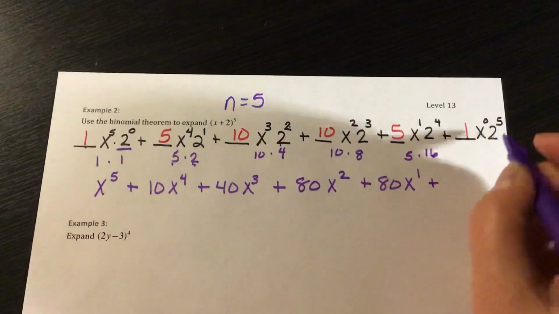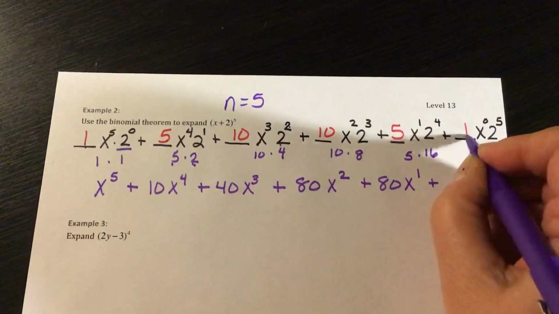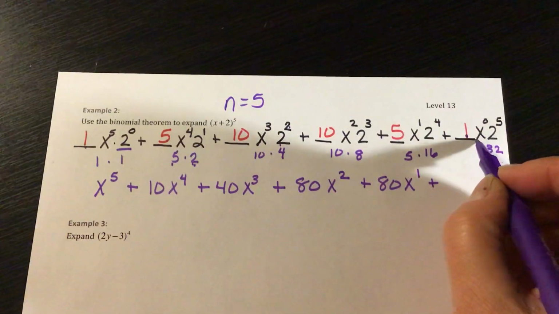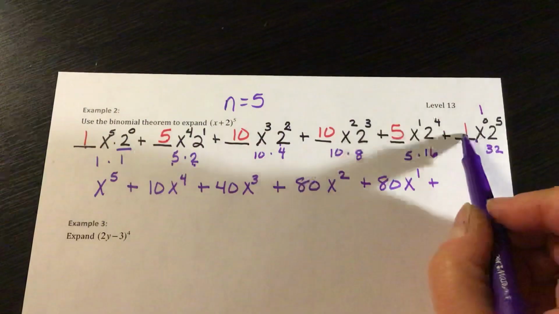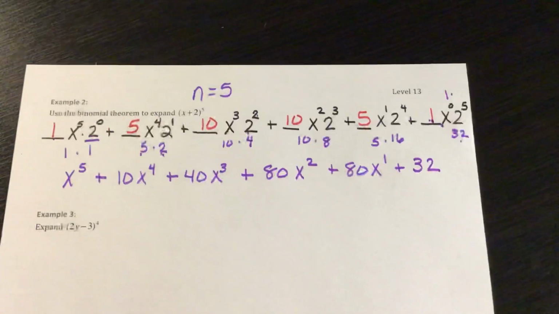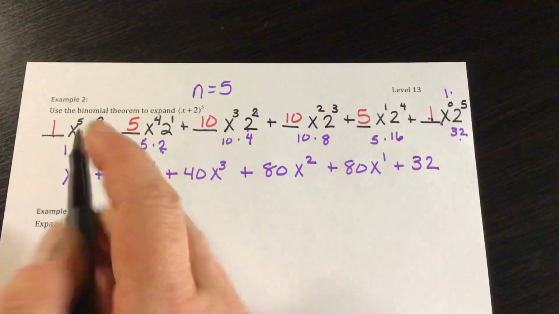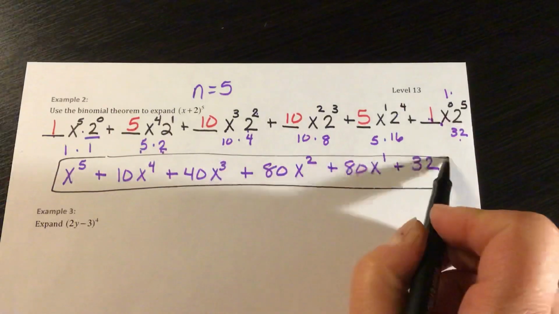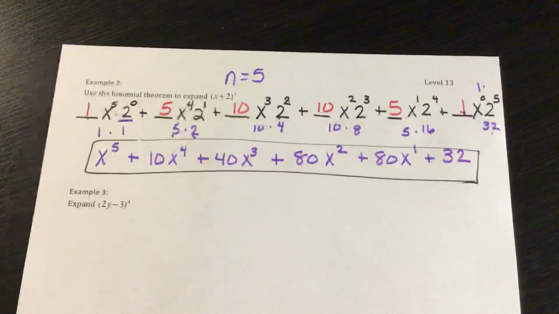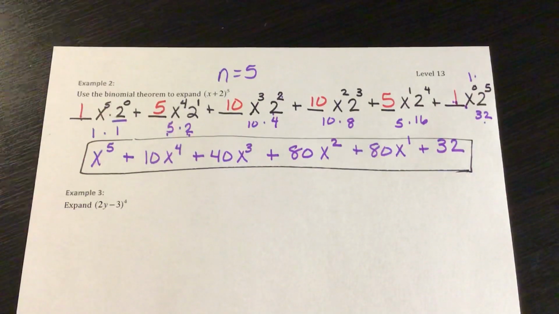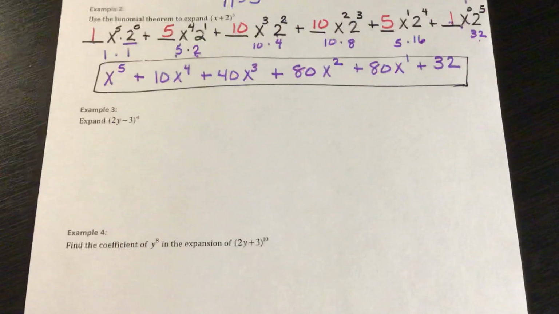And then I have 2 to the 5th is 32 times 1, that's 32, and x to the 0 is just 1. So this is 1 times 32, or just 32. So all of this is my expanded answer for x plus 2 to the 5th power. All right, let's do another one.